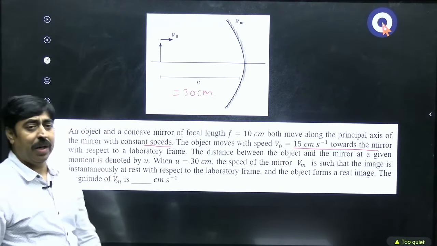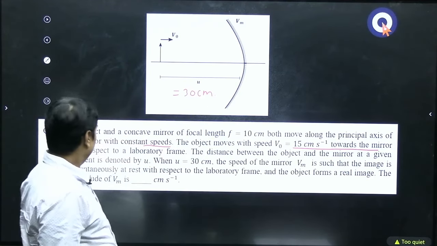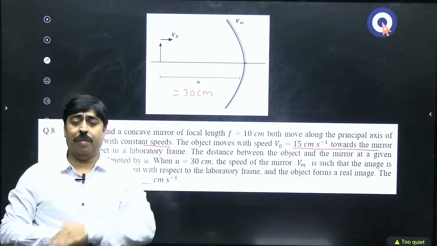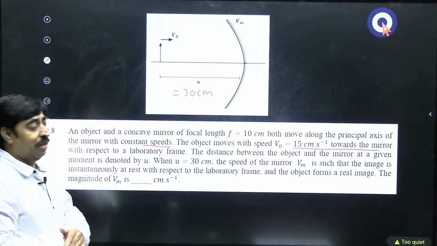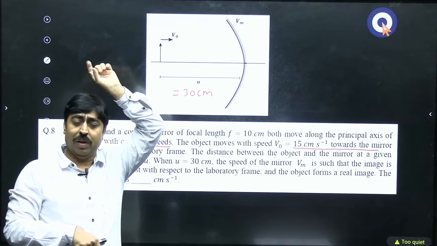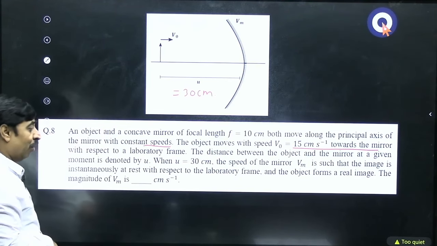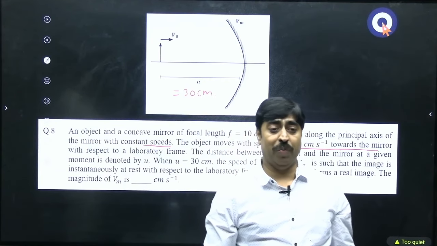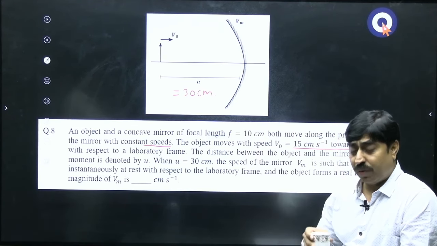the speed of the mirror, Vm, is such that the image is instantaneously at rest in the laboratory frame. For a man standing on ground, at this particular instant, when the object is at a distance of 30 centimeter from the mirror, the image is standstill, image is not moving. The velocity of image at that particular instant is zero. This is what the question says. Then you have to tell what is the magnitude of Vm, at what velocity the mirror is actually moving, if the image velocity is found to be 0 when object is at a distance of 30 centimeter from the mirror.